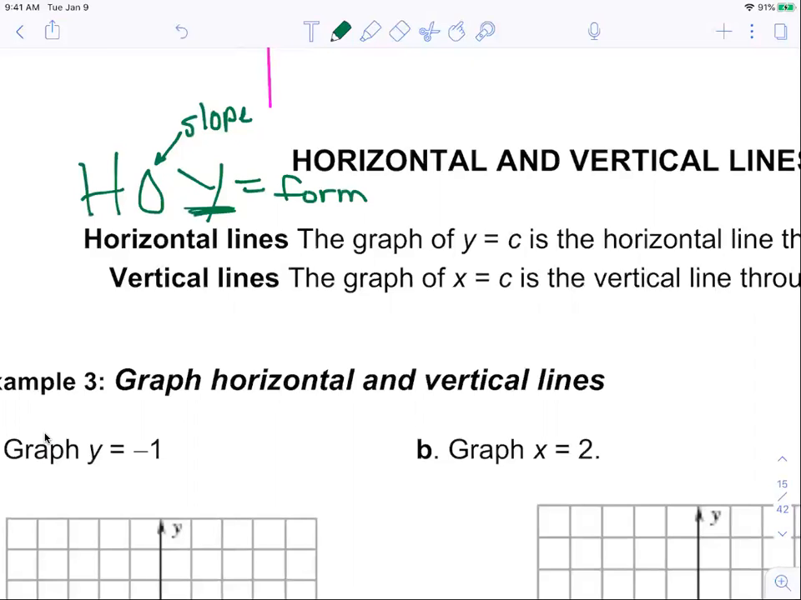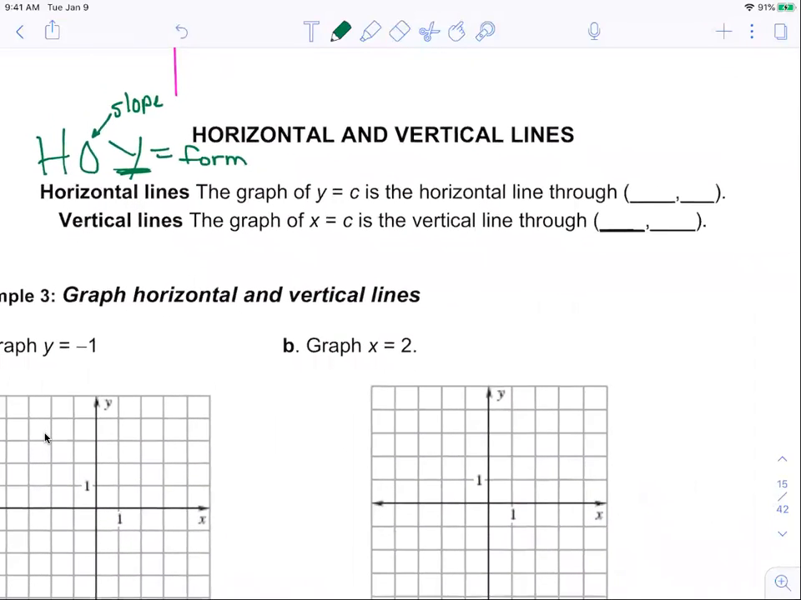So a horizontal line has a 0 slope. The graph or the equation would be in y equals. And in this case, it says y equals c. It creates a horizontal line through that y value of c. So whatever c is, I'm going up on the y-axis or down on the y-axis, plotting that point, and then making a horizontal line. A vertical line has an undefined slope and is in x equals form.